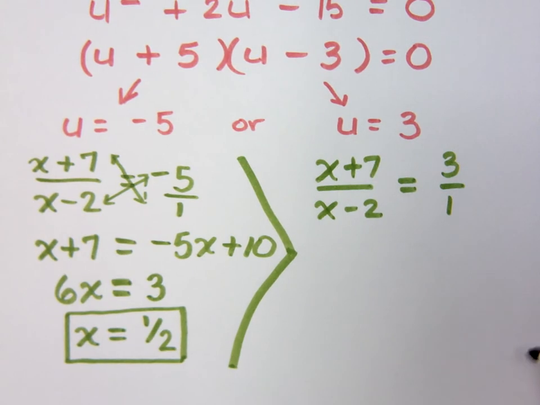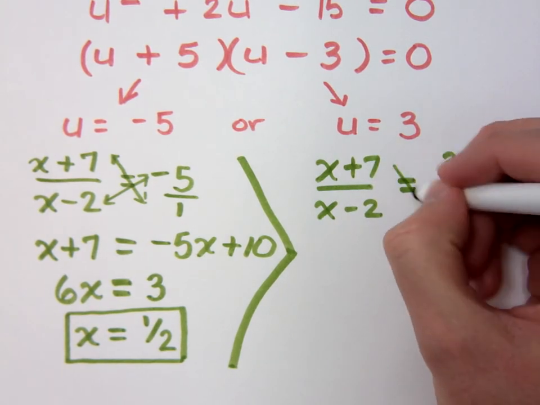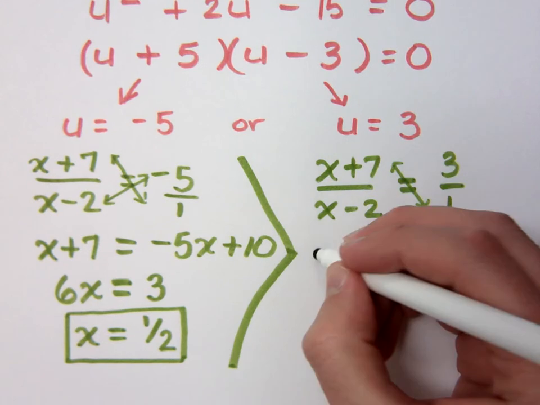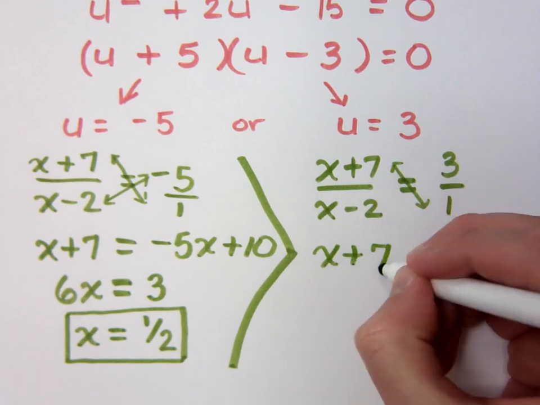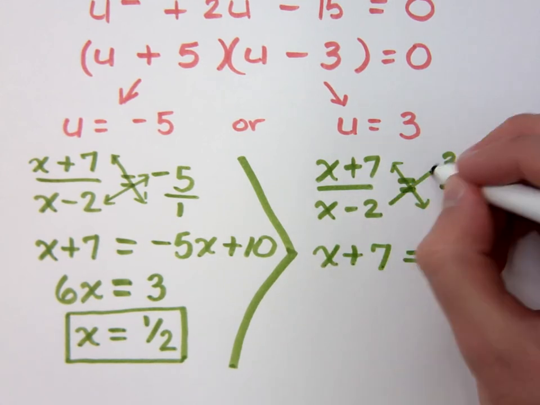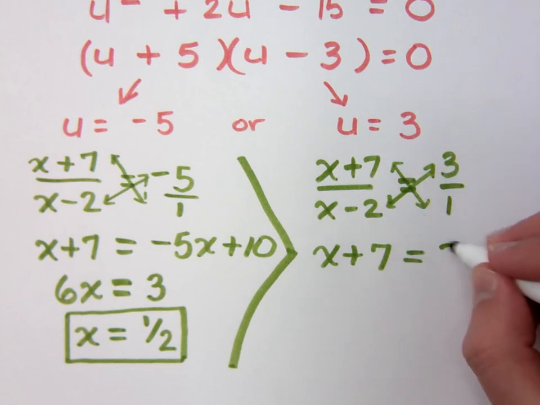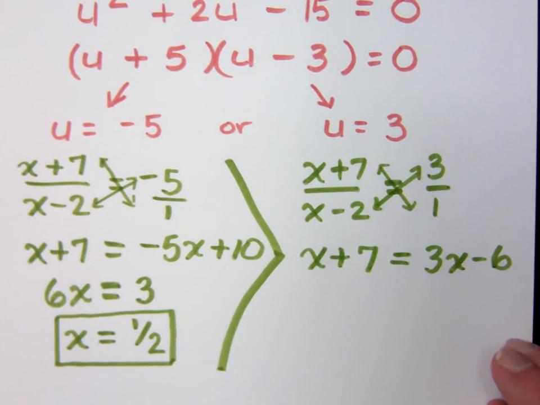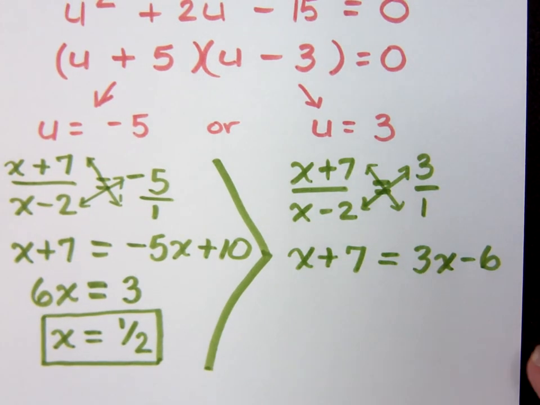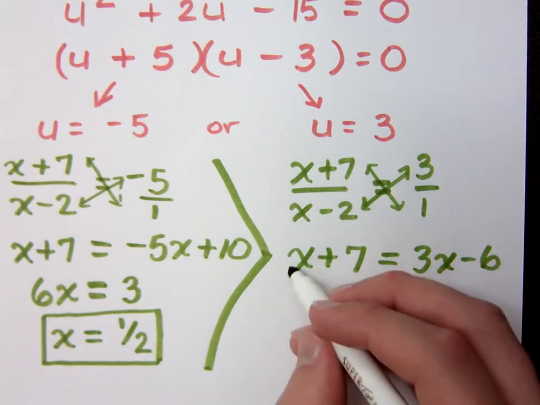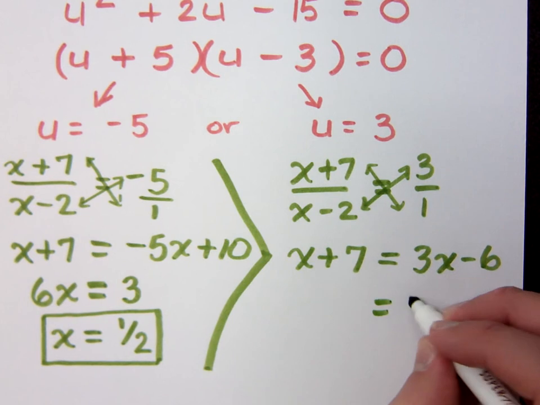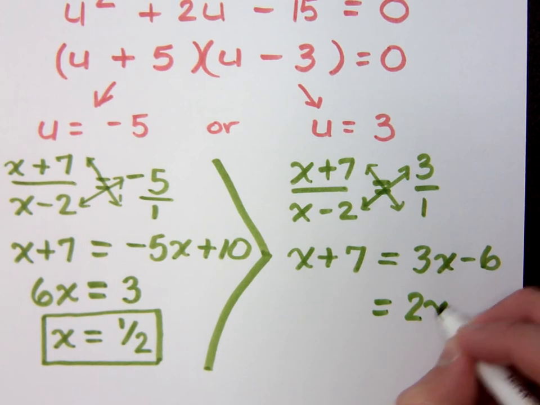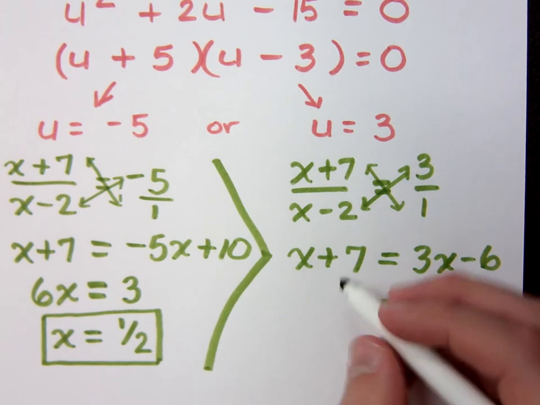I'm going to do the same thing. The cross products are equal. That's going to give me x plus 7. And what's on the other side? 3x minus 6. Do y'all agree? Now, this is another linear equation. What's going to be the best way for getting x's to one side? Move the 1x to the right, so you get 2x equals 13. Move the 6 to the other side, and you get 13.